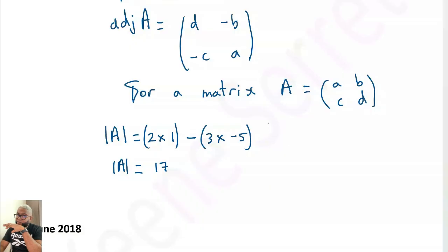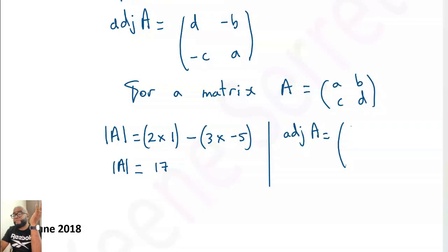So let's write down the adjoint right next to it. The adjoint of A. Let's write down what the adjoint would be. So A takes the place of D. Somebody call it out. Anybody had it written down? What comes in place of D? 1. What comes here? 2. All right. What comes in here? Negative 3. And what comes in here? Negative 5 or positive 5?